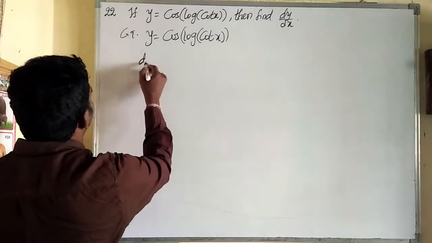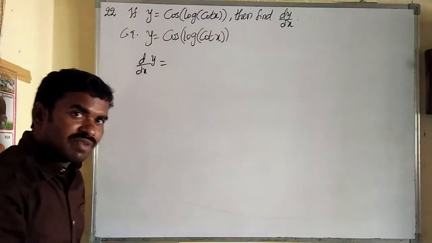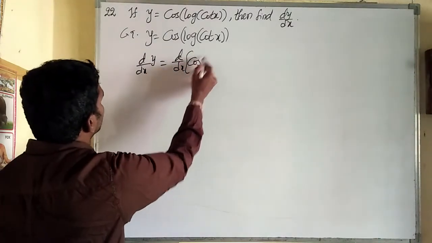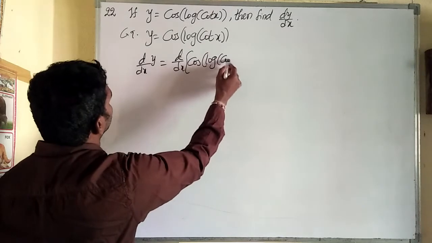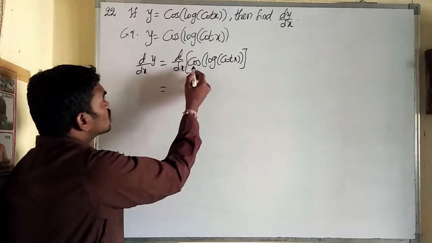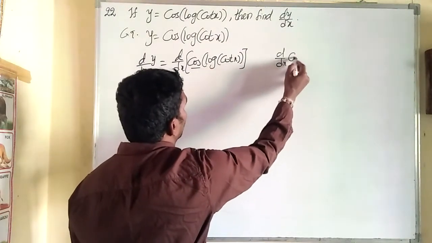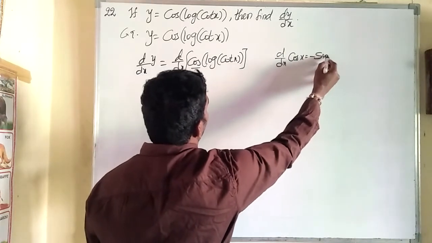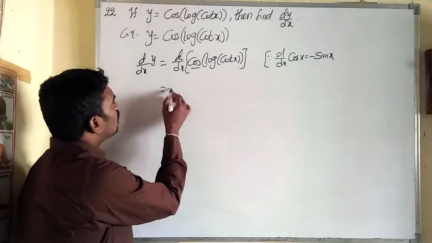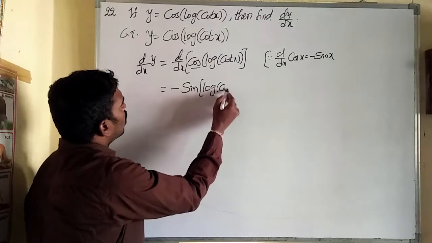Now taking differentiation with respect to x. So d by dx of y, that is nothing but dy by dx is equal to d by dx of cos of log of cot x. So which formula do we first use? Cos of so and so. So d by dx of cos x formula. What is that? Minus sin x. Okay. So is equal to minus sin of log of cot x.